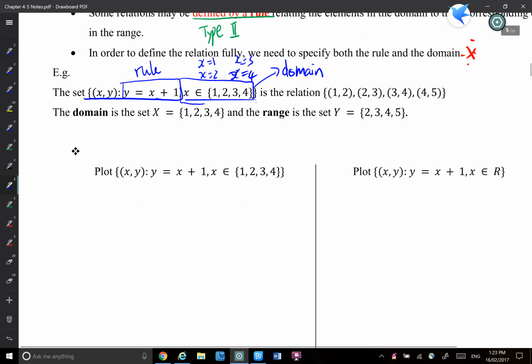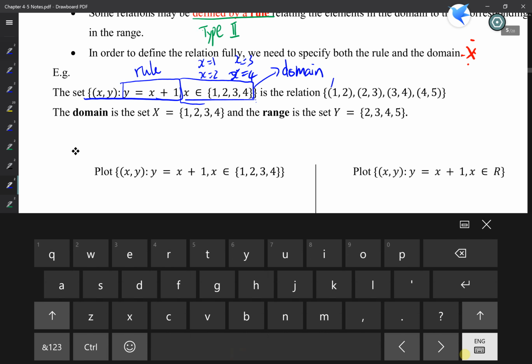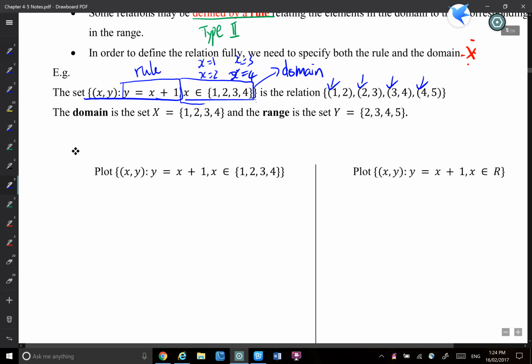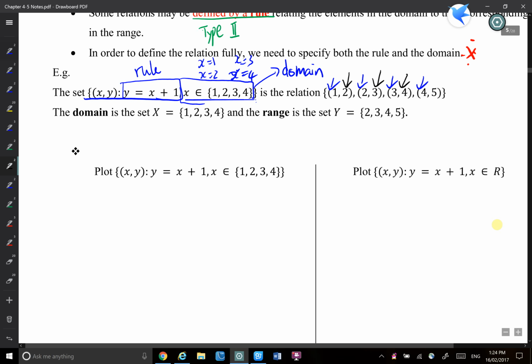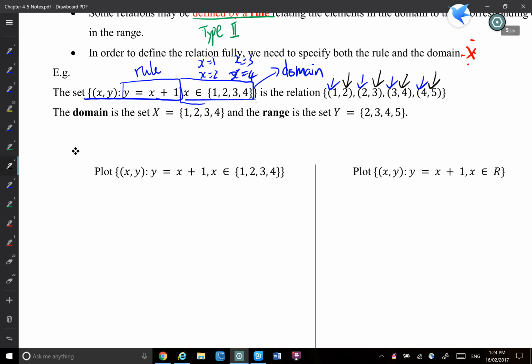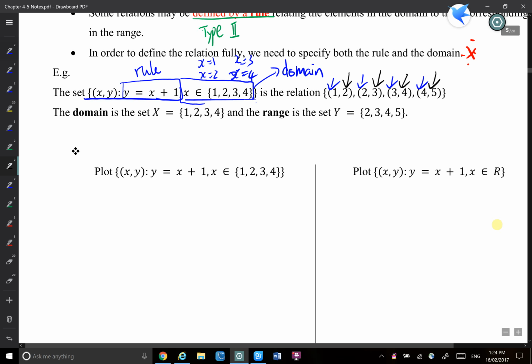If I simplify this a little bit, I will have (1, 2), (2, 3), (3, 4), and (4, 5). That's 4 points, right? Because your x can take 1, 2, 3, 4. Those are the possible x values you can take. And then the corresponding y values will be 2, 3, 4, 5 because it's the x value plus 1. So if I simplify this, it becomes the type 1 relation, which is listing out all those 4 points. So they're actually talking about the same thing. The domain is the set X, which is {1, 2, 3, 4}, and the range is the set of Y, which is {2, 3, 4, 5}.